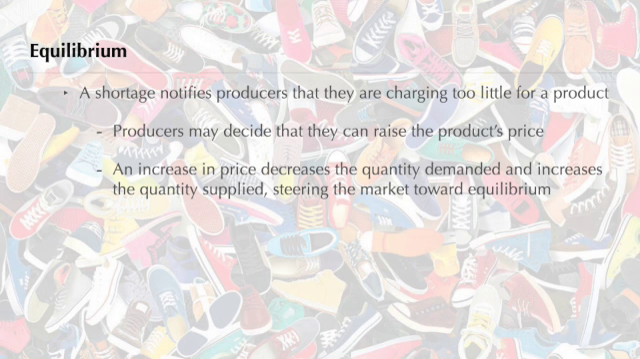How do producers react to this situation? The shortage tells them that they are charging too little for the shoes. They decide to raise the price. The higher price decreases the quantity demanded and increases the quantity supplied, eliminating the shortage and steering the market toward equilibrium. Shortages and surpluses occur throughout the marketplace. The price system steers all producers and consumers toward market equilibrium by responding to demand and supply imbalances.